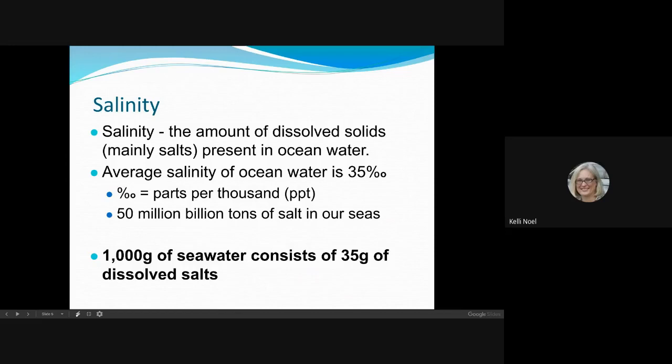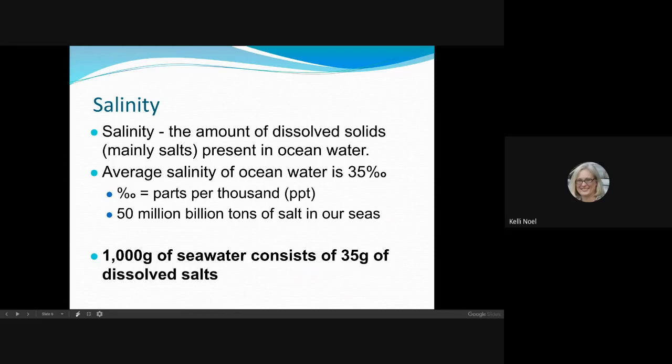That symbol here is a new symbol. It's parts per thousand. So 50 million billion tons of salt is in our seas. That's how much salt is in our seas, and the majority of the ocean is also water. Think about how much water that is. Bigger than million? Yes, but million billion means it's even bigger than a billion. 10,000 is 10, comma, 000.